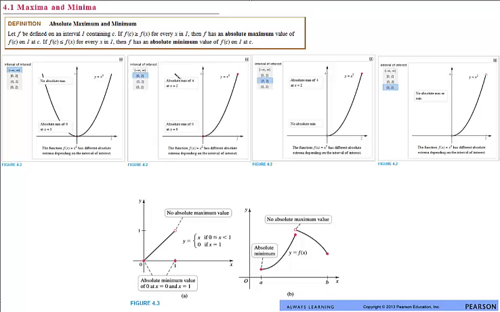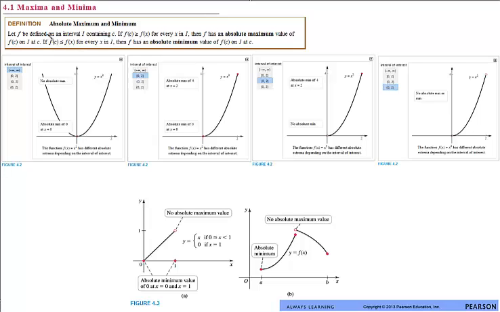In Chapter 4, we're going to be discussing maxima and minima. You can think of maxima and minima as above and below. The maximum being the point that is above all the others, the minimum being the point that is below all the others.